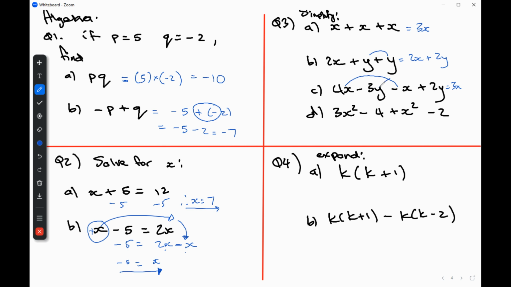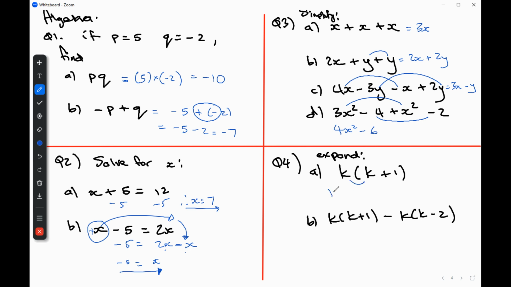And minus y plus 2y using integers. Minus 3 plus 2 is minus 1y. So 3x minus y. And then 3x squared plus x squared equals 4x squared. Minus 4 minus 2 is minus 6.